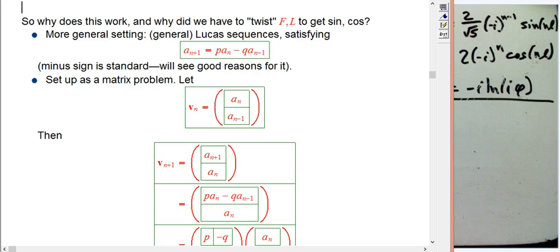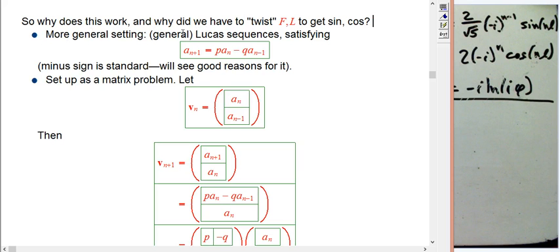Okay, so the question I'm asking here is, why does this work? Is there some meaning to this that's deeper? And usually in mathematics, a good way to find the meaning for something is to generalize. Is this something that's a general phenomenon that happens more than just in one case? And why did we have to twist? What was going on with that? And there's various ways to explain that.